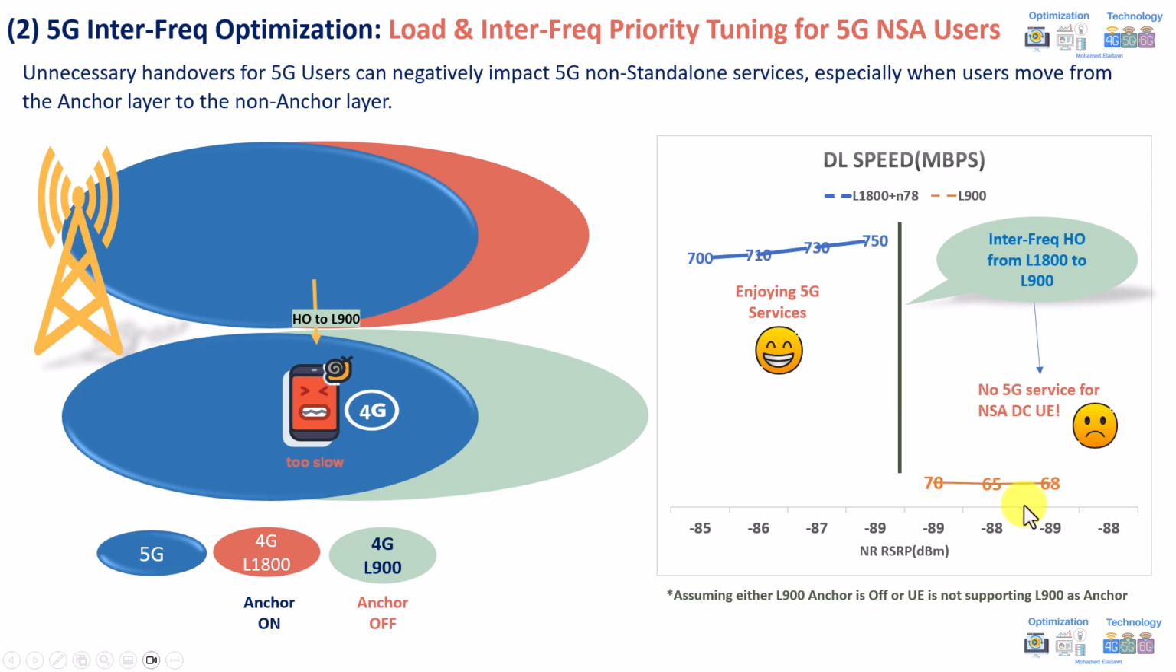So the user now will only get, as you can see, the 4G speed, which is around 70 mega, instead of taking the maximum speed, which was around 700 in this particular case. So this is also one of the scenarios that we need to avoid, especially during the initial deployment of the networks. Now let's move to the second part.